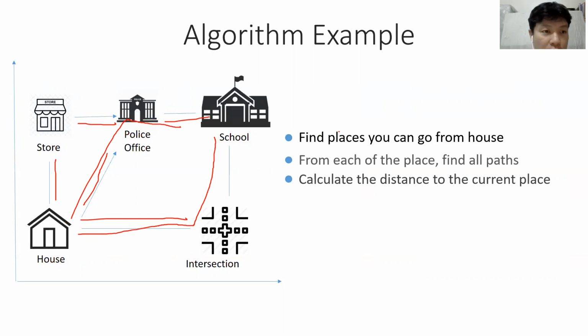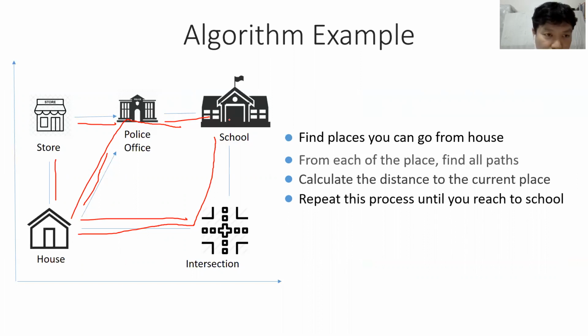After you find all the paths, you need to calculate the distance to the current place. If you're having the house to store, how big is the distance? Store to police office, how big is the distance? Police office to school, how big is the distance? Then you know the distance from house to school if you pass by the store and police office. And also the other alternative, repeat this process until you reach school. So we have the route to school.